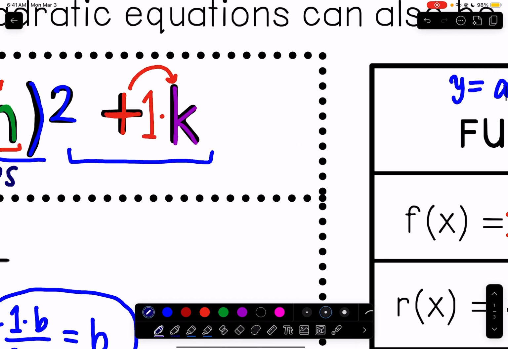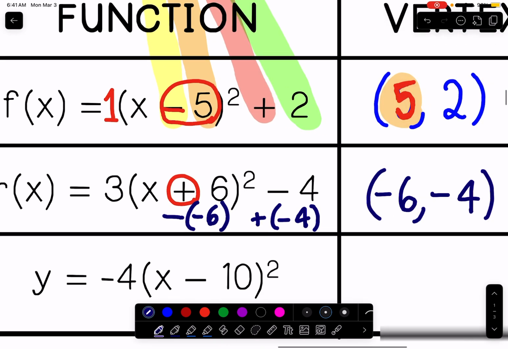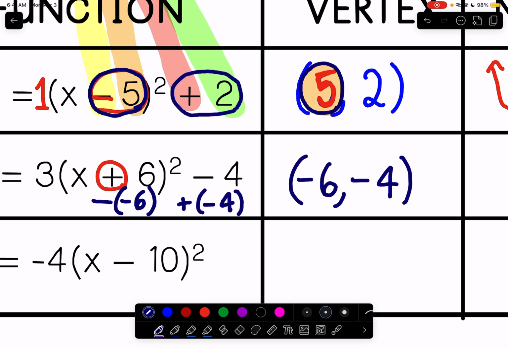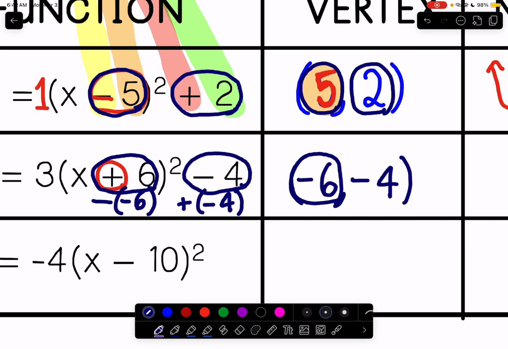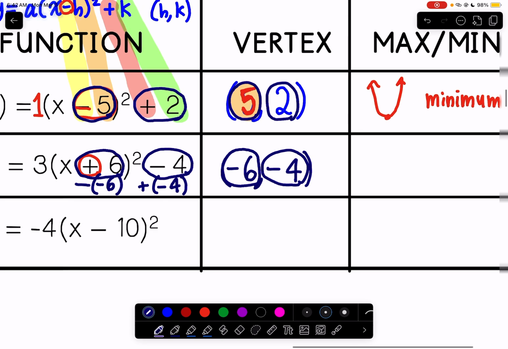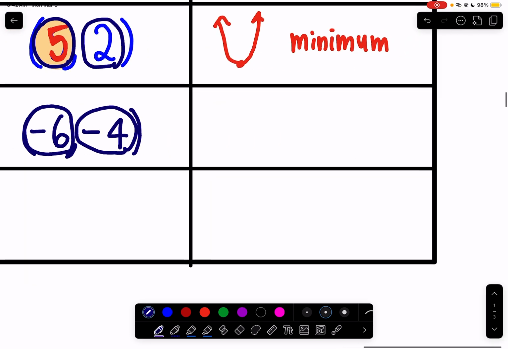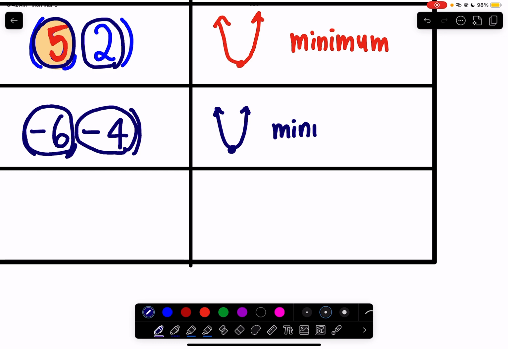And here, multiplying by a positive, the sign will stay. So here, that quote-unquote negative 5 flips to a positive 5, but that positive 2 stays positive 2. This positive 6 flips to negative 6. This negative 4 stays negative 4. Awesome. And now, this one, our a value is 3, so we're still concave up on this one as well. So this vertex is also a minimum.